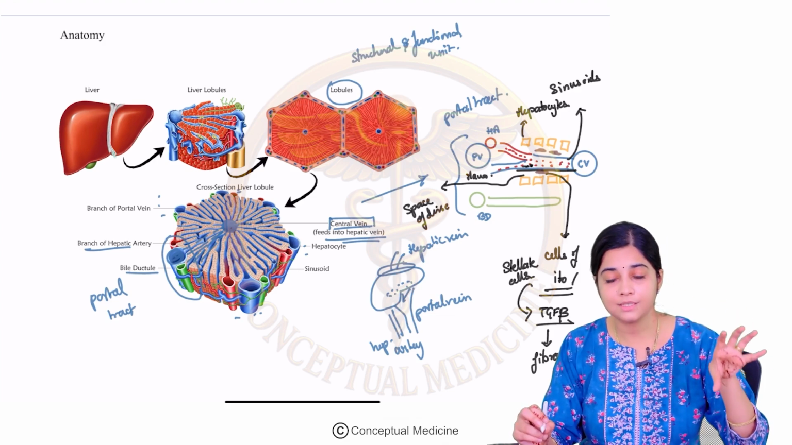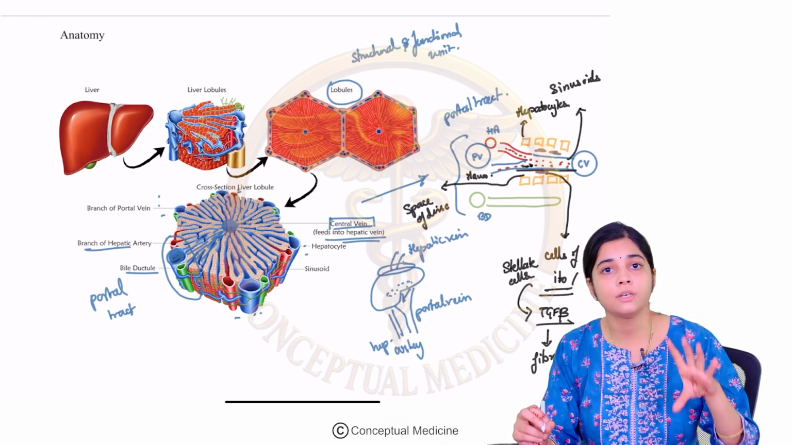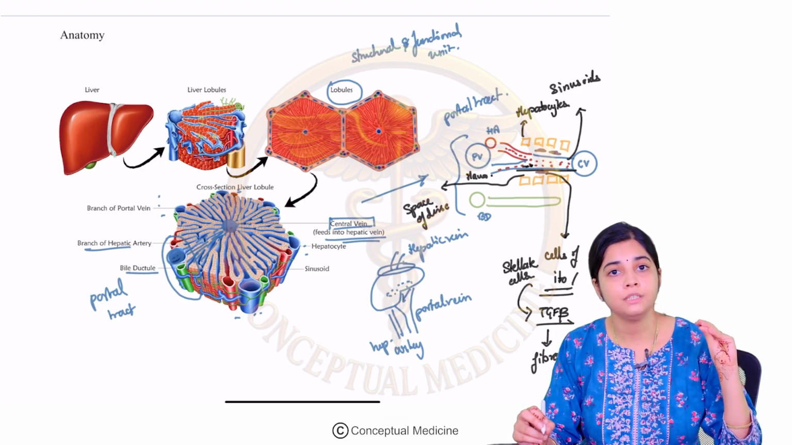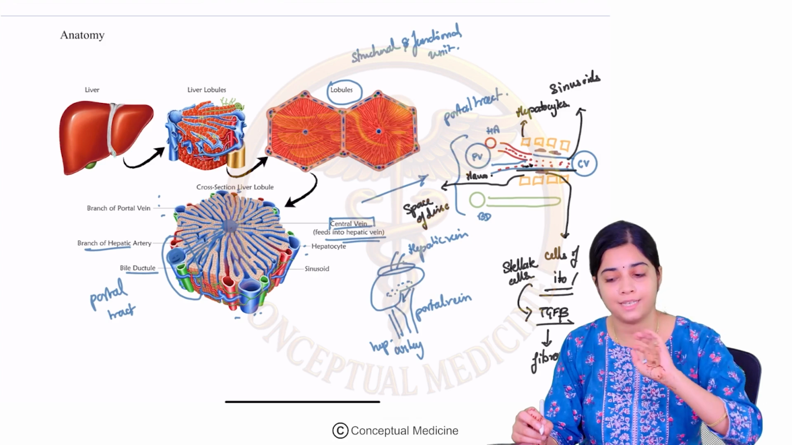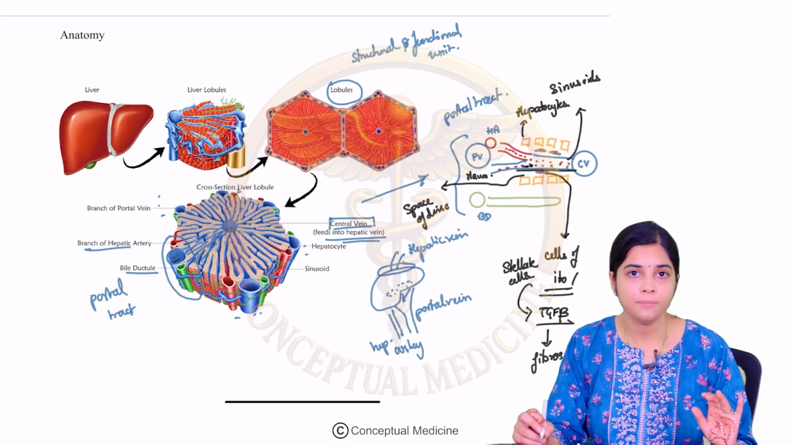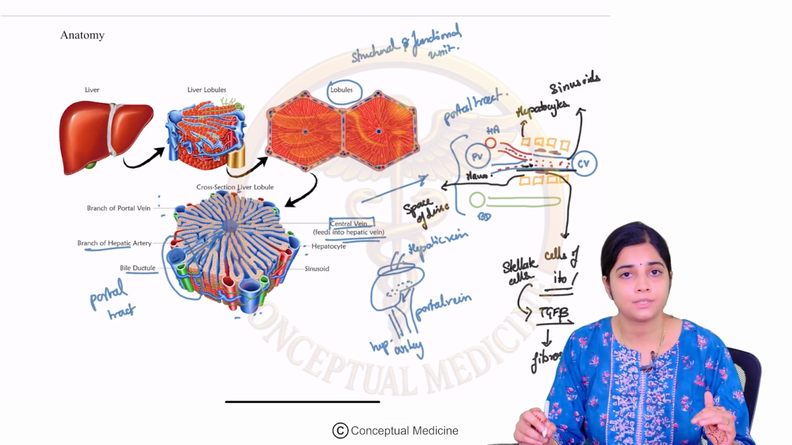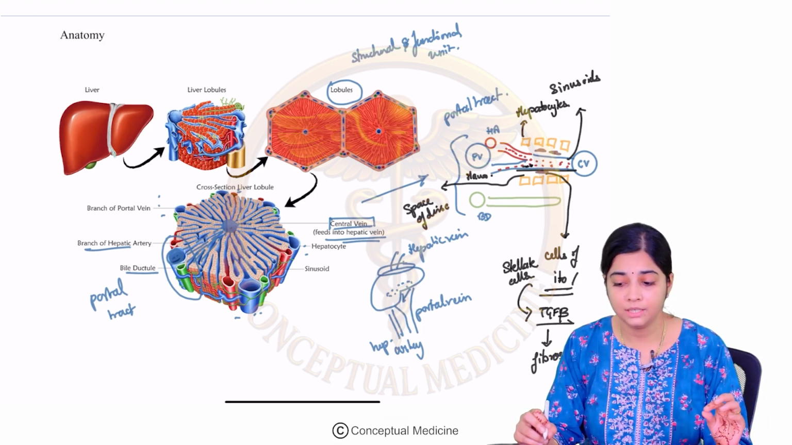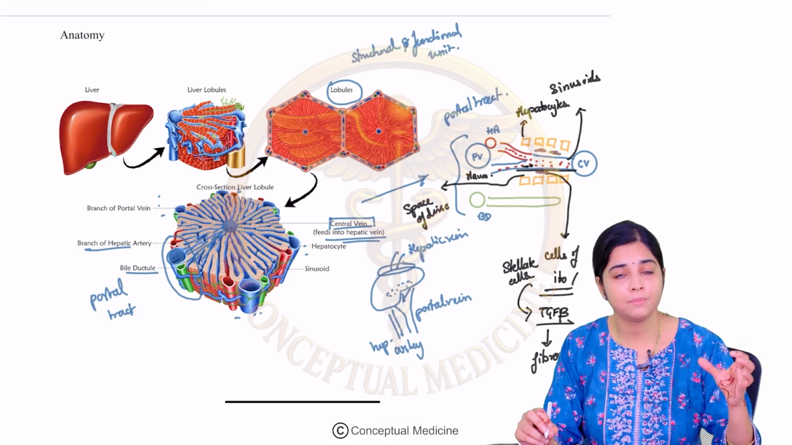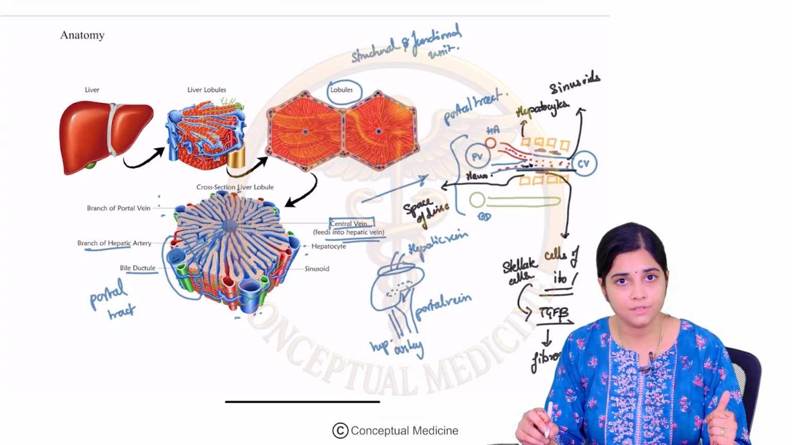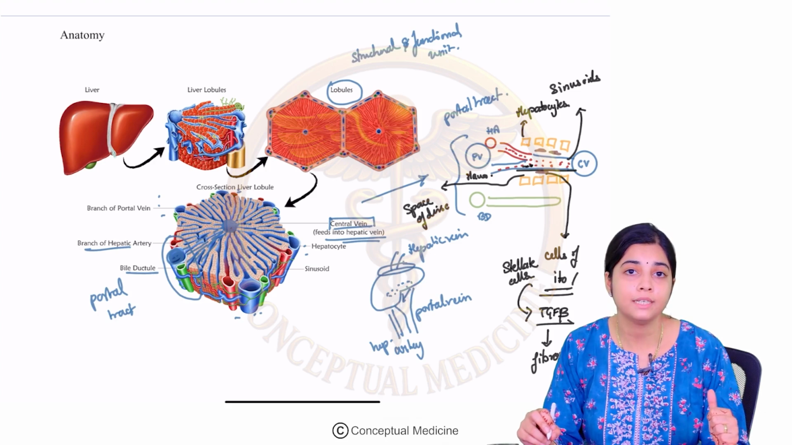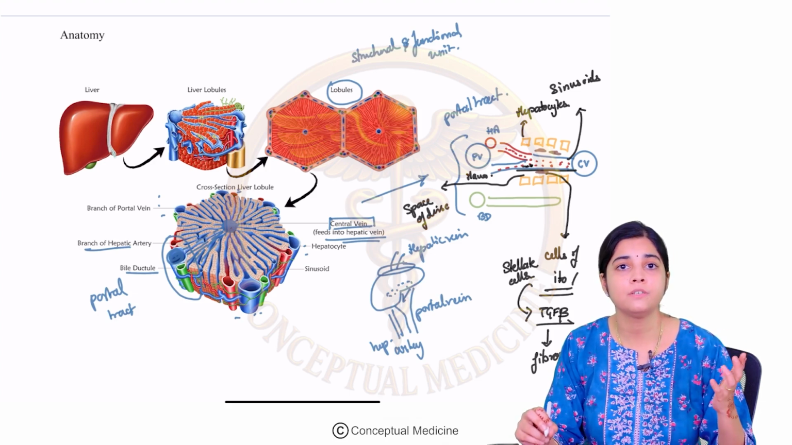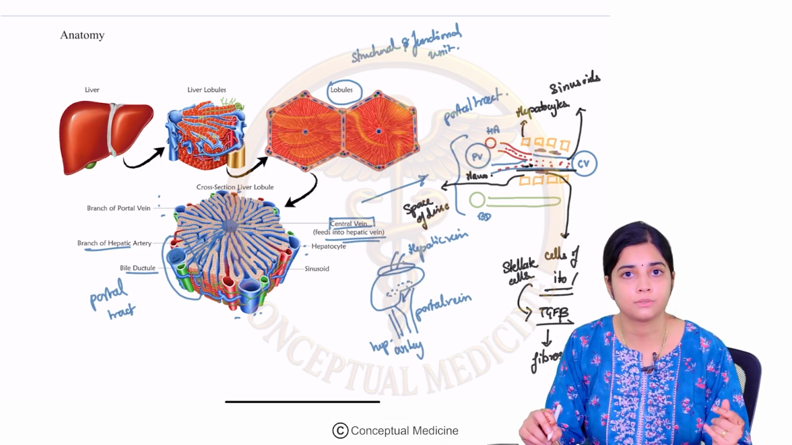So this is the basic structure of your sinusoid. You have the channels created from the portal vein and the hepatic artery, which form a channel that connects to the central vein. This is surrounded by hepatocytes arranged in this pattern. The space between the sinusoidal endothelial membrane and the hepatocytes is your space of Disse. Within that you have the stellate cells, which are the chief cells behind the pathophysiology of cirrhosis.